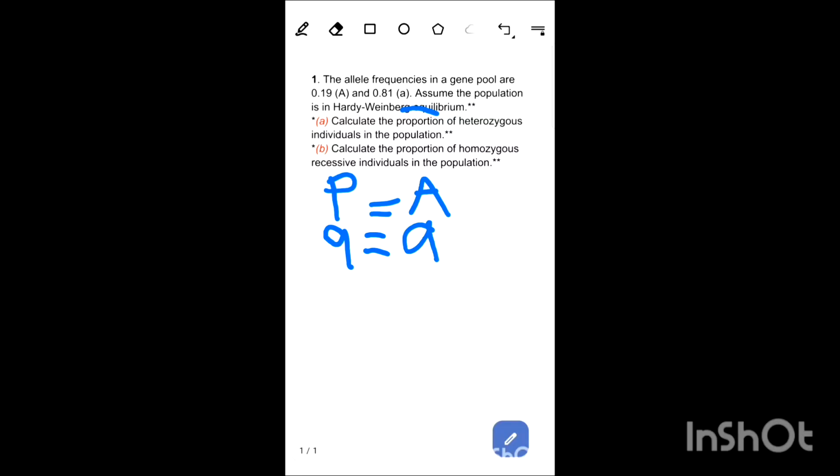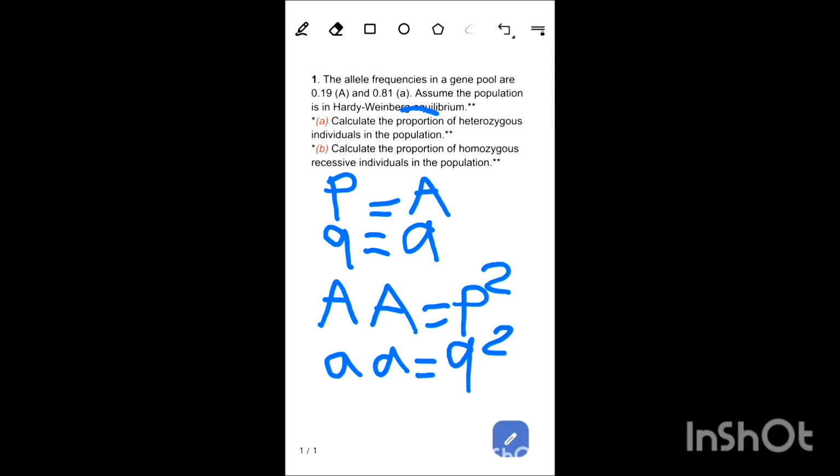If you have an individual with the genotype of 2A, a homozygous dominant individual, you must just square the p side of the equation. And if you want the proportion of homozygous recessive individuals, all you're going to do is square the q. But if you want to calculate the proportion of heterozygous individuals, then you are forced to put 2pq, and that will solve the question here.